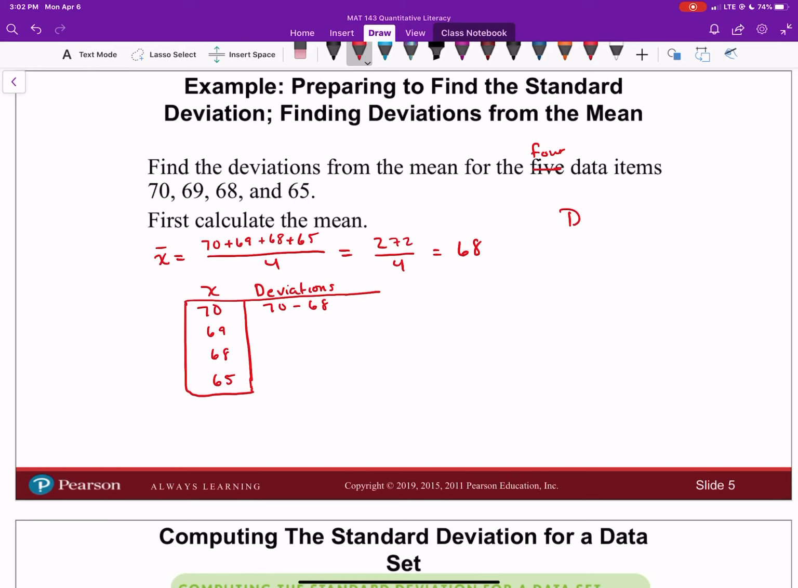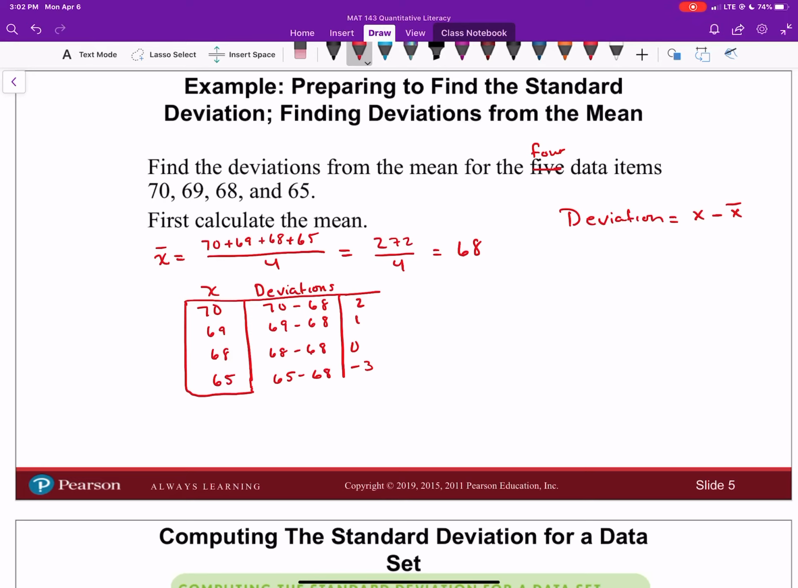So deviation is equal to x minus x bar. So we do 69 minus 68. Then we do 68 minus 68. Then we do 65 minus 68. The first one gives you 2, the next one gives you 1, the next one gives you 0, and the next one will give you negative 3.